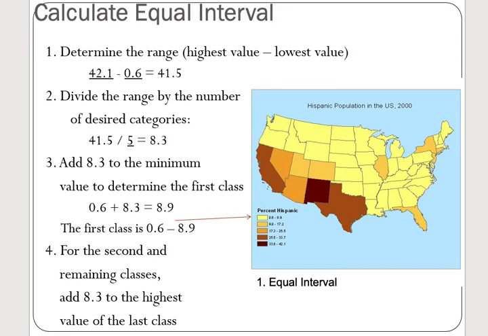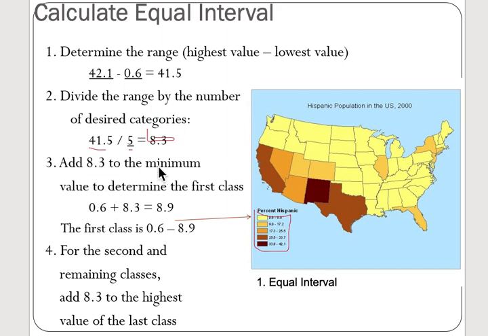To calculate equal interval, you must determine the range, so you must determine the highest value of your data and the lowest value. In this example, our highest value is 42.1 and our lowest value is 0.6. When you subtract that, it's 41.5. You divide the range by the number of desired categories. In this example, we want 5 classes, so you divide 41.5 by 5 and you get 8.3.